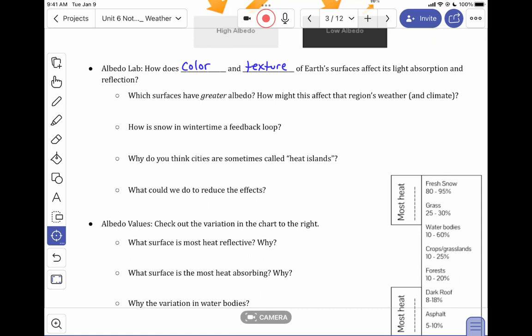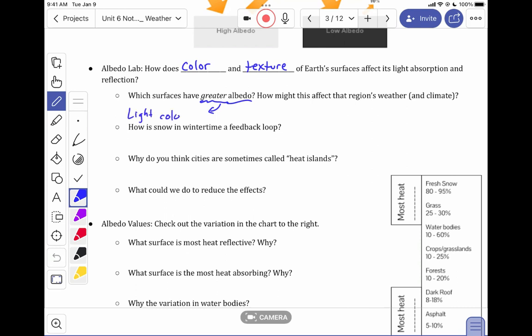So jumping in, looking back at what you should have found, which surfaces have a greater albedo? For that greater albedo, that's going to be light-colored objects. And in particular, like ice and snow, we're going to look at this chart down here on the bottom right. Fresh snow reflects 80 to 95% of the light. And so that's going to be light colored. It's white. Okay, so how might this affect a region's weather? The effect on the region's weather, well, it's going to cool the air.